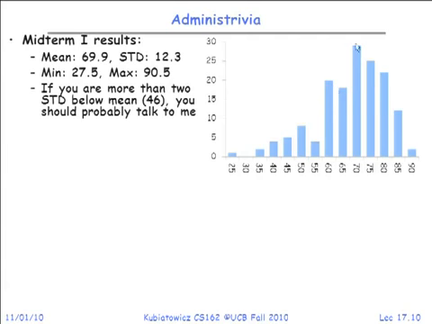Since a standard deviation is worth a grade in this class, I would say if you're 2 standard deviations below the mean, you should probably talk to me. Just come in and chat. And I would say probably a good idea to go through your midterm and figure out where you lost points. Okay? All right. Any questions on distributions?